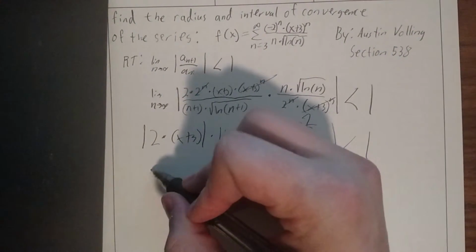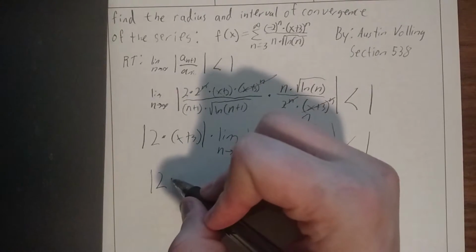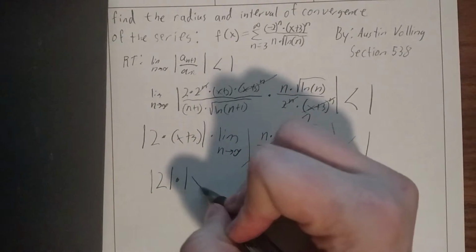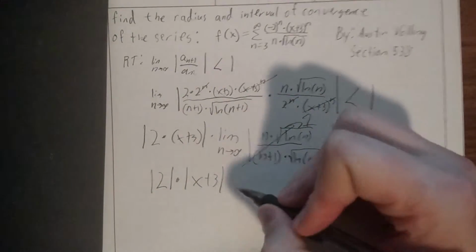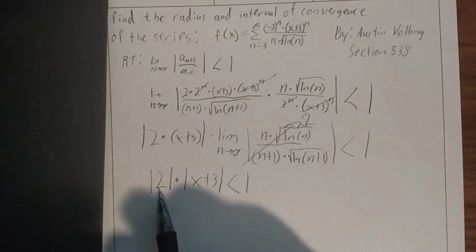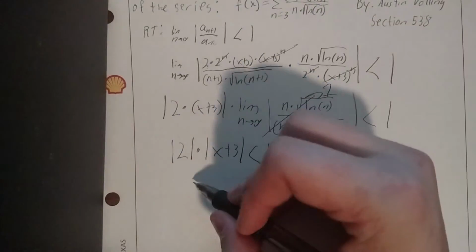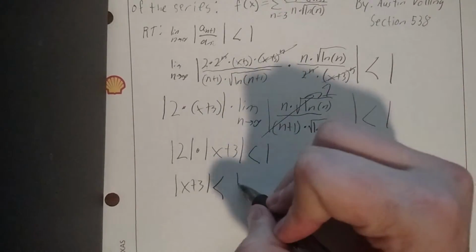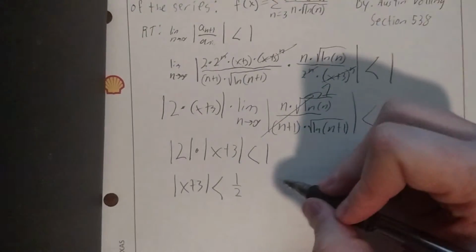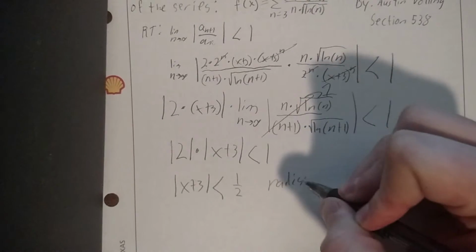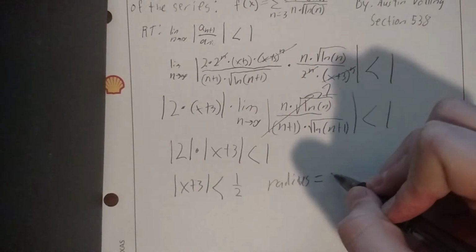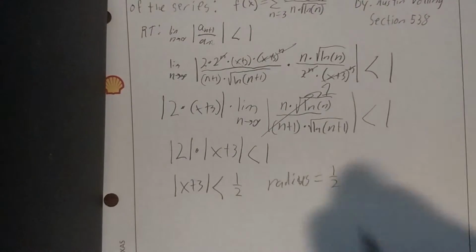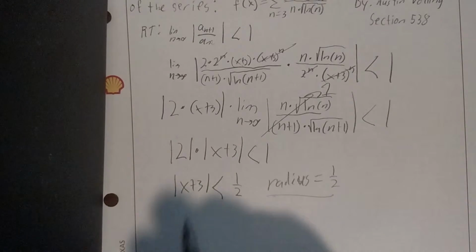So that leaves us with the absolute value of 2 times the absolute value of x plus 3 is less than 1. Absolute value of 2 is just 2, so the absolute value of x plus 3 is less than 1/2. So this means that the radius is 1/2. Okay, so now that we found the radius, we can find the interval.